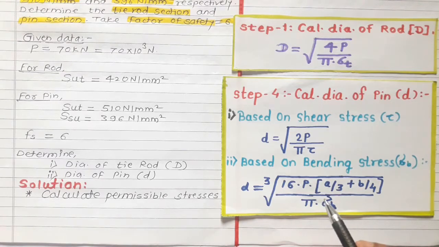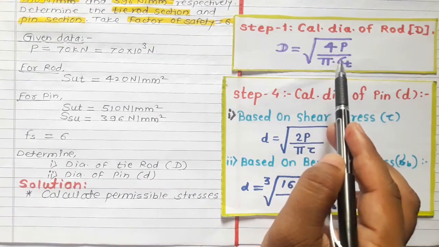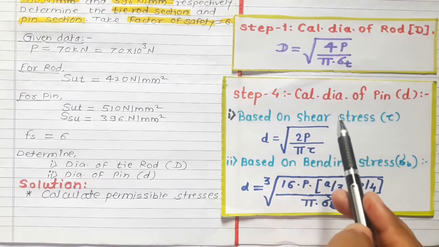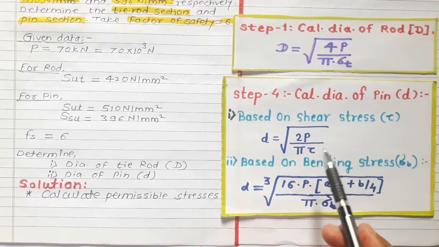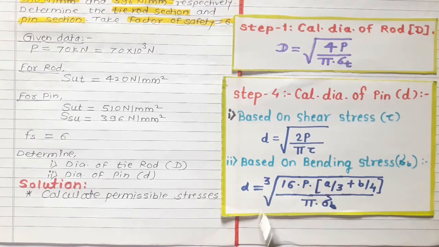So in short, to find out the diameter of rod, we have to find out the permissible tensile stress for the rod material, and in order to find out the diameter of pin, we have to find out the permissible shear stress for the pin material and the permissible bending stress for the pin material. So these three permissible stresses we have to calculate for this numerical.